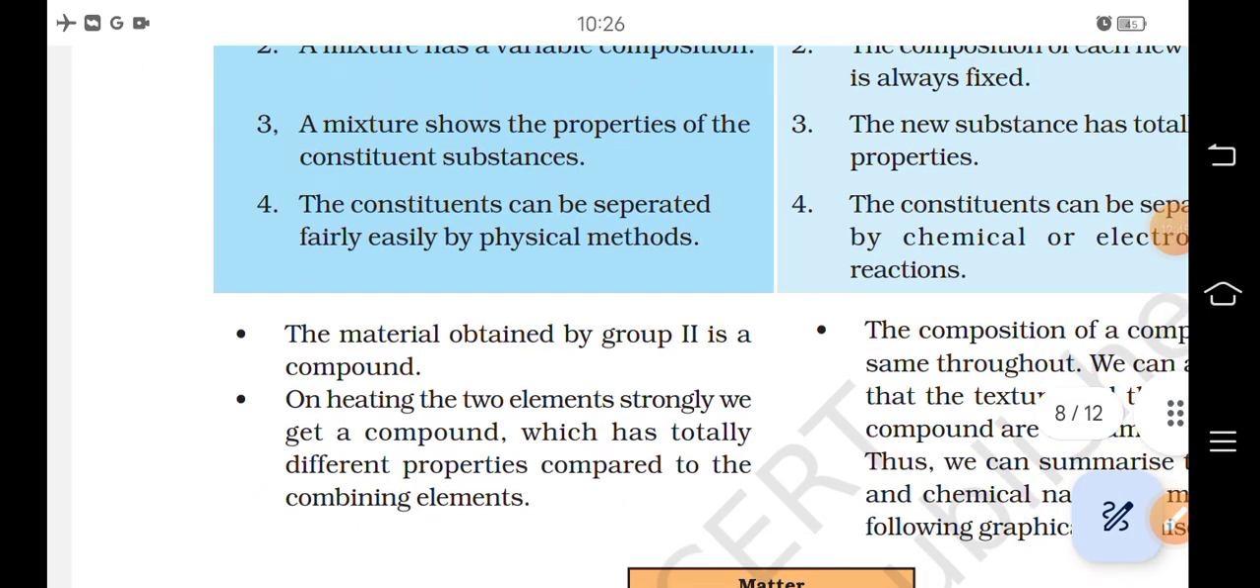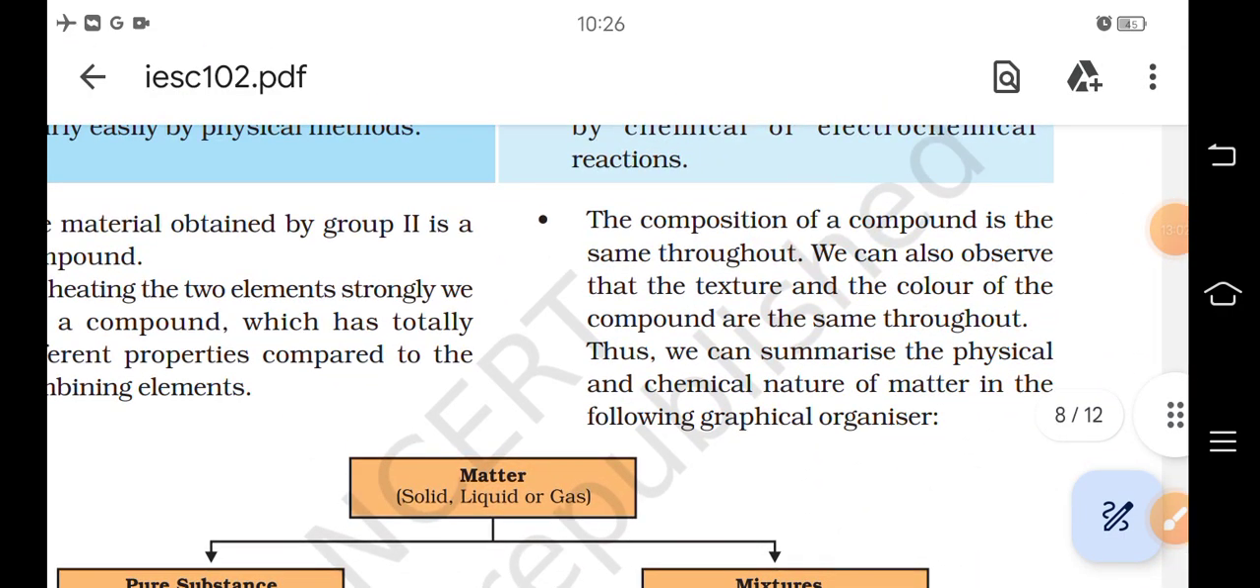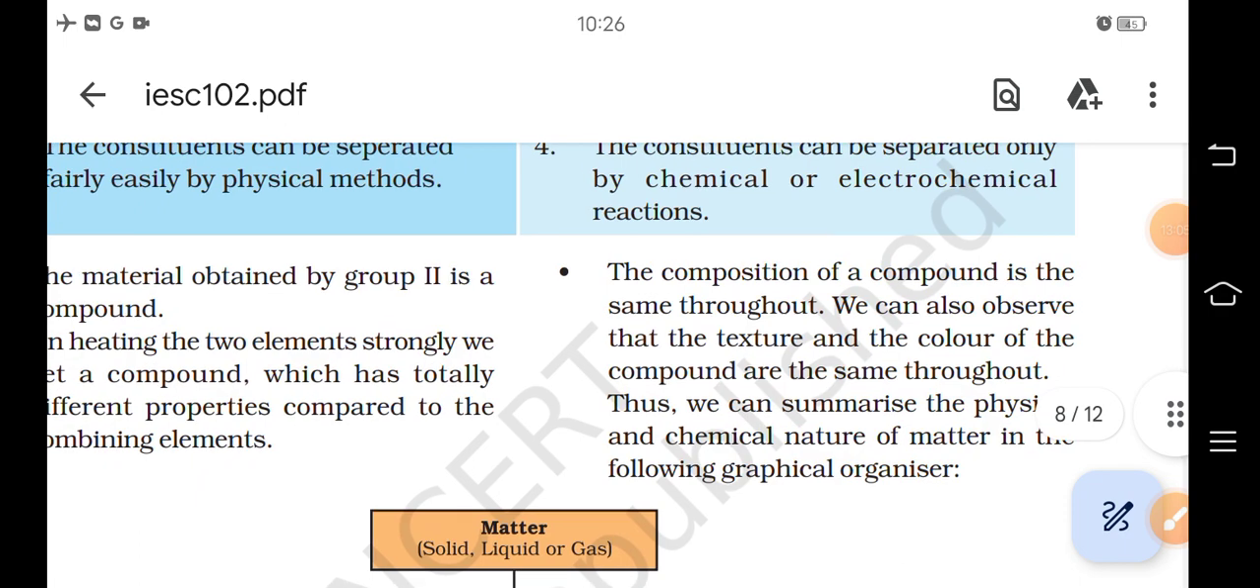The material obtained by group second is a compound. On heating the two elements strongly, we get a compound which has totally different properties compared to the combining elements. The composition of a compound is the same throughout. We can also observe that the texture and the color of the compound are the same throughout.